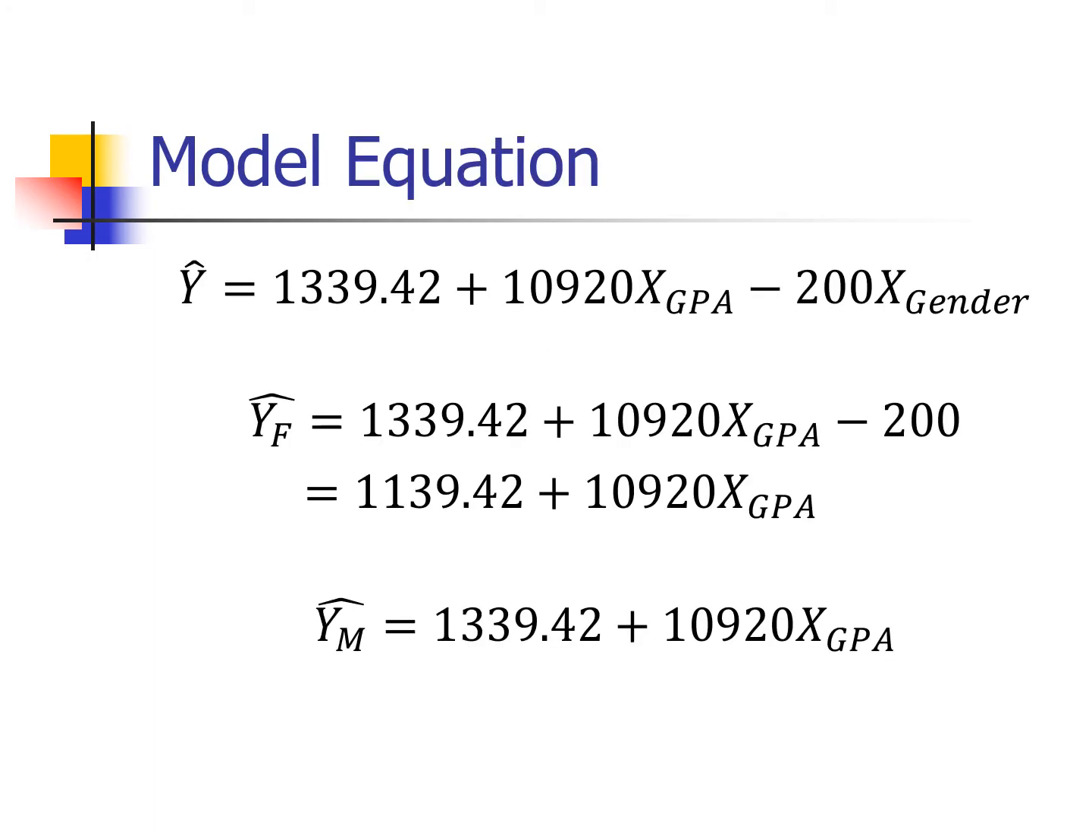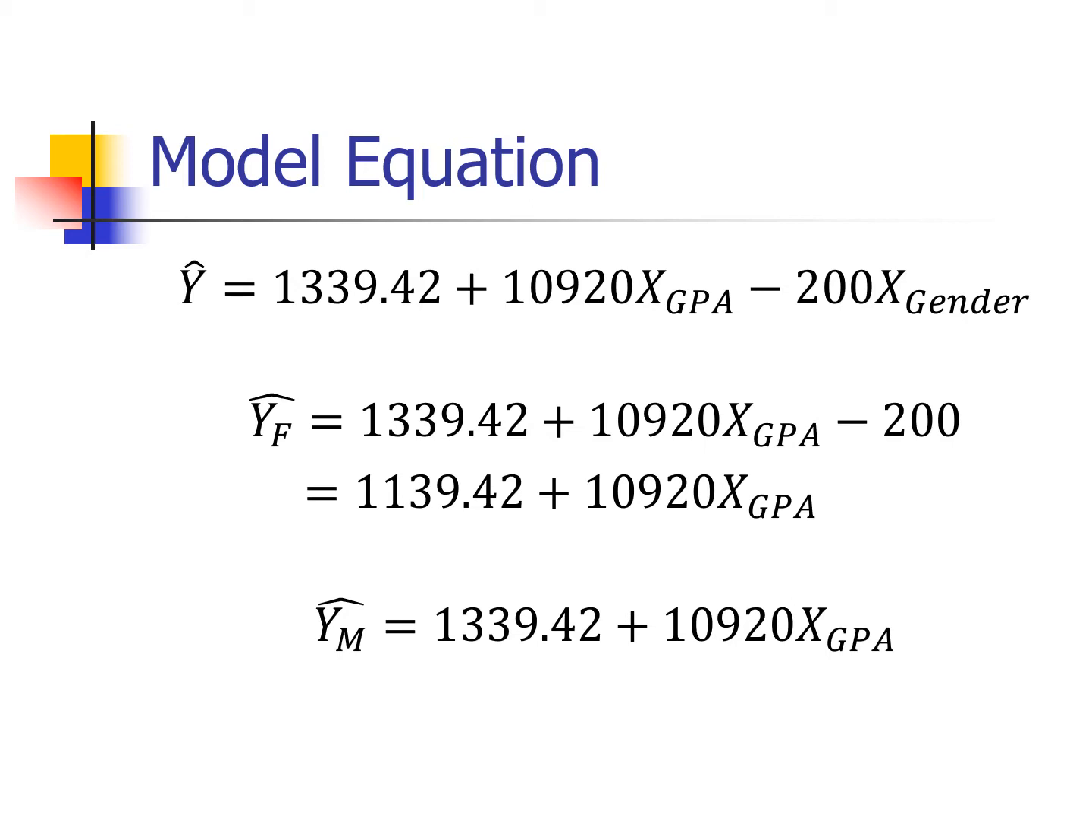So here's our model equation. Our model equation looks like this. Our y-intercept is about $1,340 plus 10,920 times the GPA variable minus 200 times our gender variable. So that's our prediction equation. It uses all the variables in our model. You might call that the macro equation, or sometimes I call it the global equation. Those are my personal terms. I don't know that I've seen a formal phrase for comparing that larger equation to the two more specific equations that I do at the bottom of the slide.